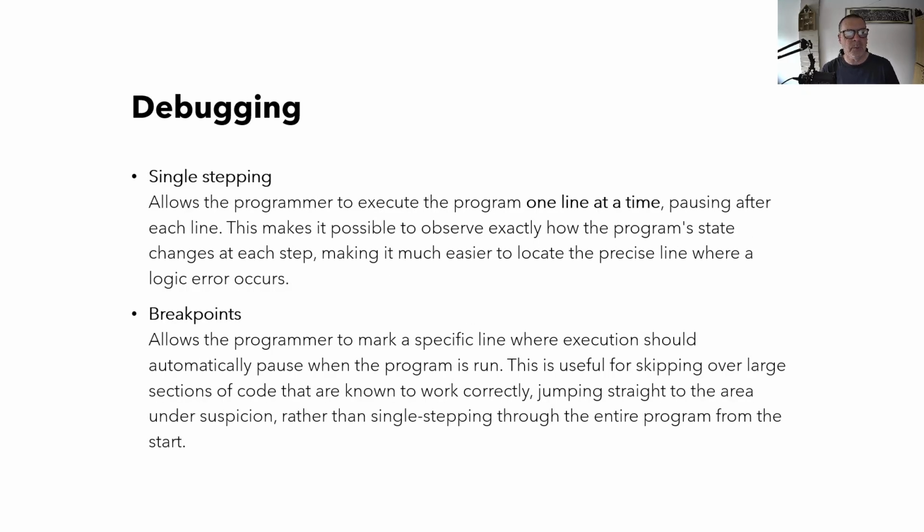So for debugging, we can use something called single stepping. So this allows us to execute the program one line at a time, and it pauses after each line and waits for us, the human, to say whether we're ready for it to move on to the next. And then obviously we're watching what's happening while we're doing that to see if something's going wrong. So we could be looking at variables, for example, or seeing which line of code is being executed. And if it's not what we expect, then we know that something's gone wrong at that point.